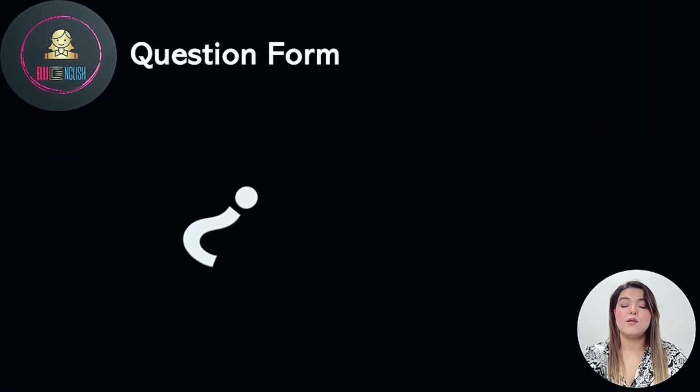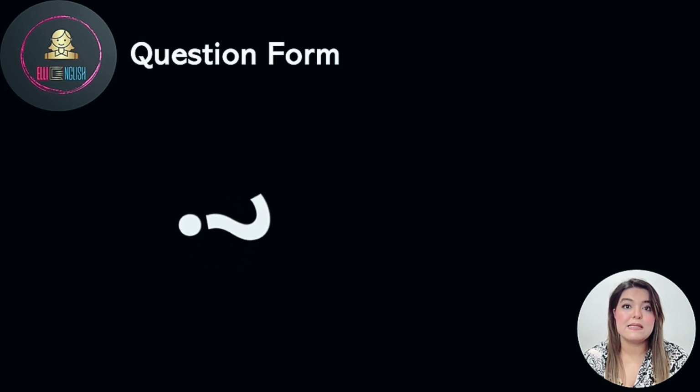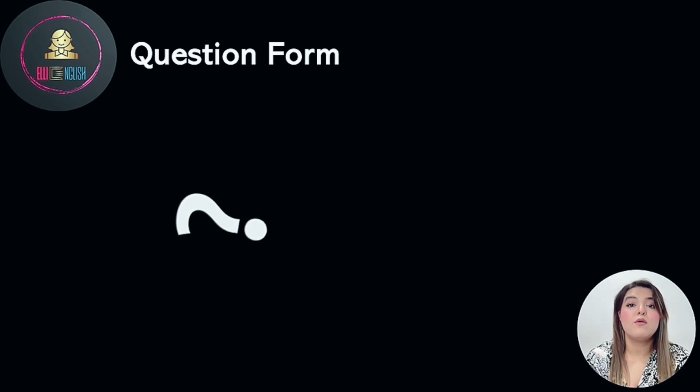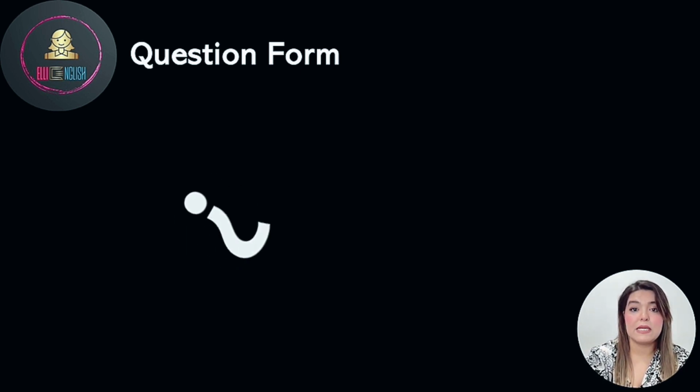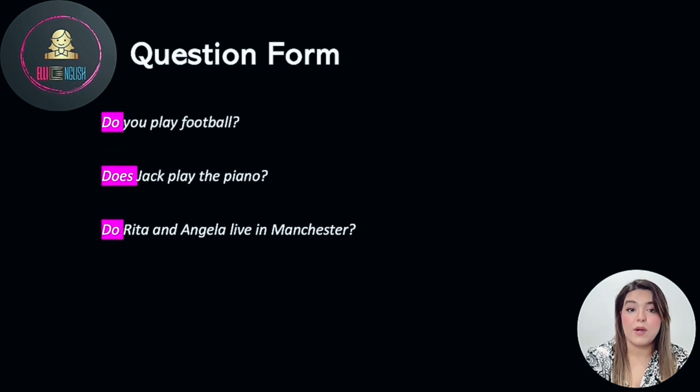Affirmative form, we can use the present simple tense in the question forms. To make questions in the present simple tense, we put the auxiliary verbs do or does before the subjects. The main verb is in its infinitive form. Now look at the examples. Do you play football? Does Jack play the piano? Do Rita and Angela live in Manchester?